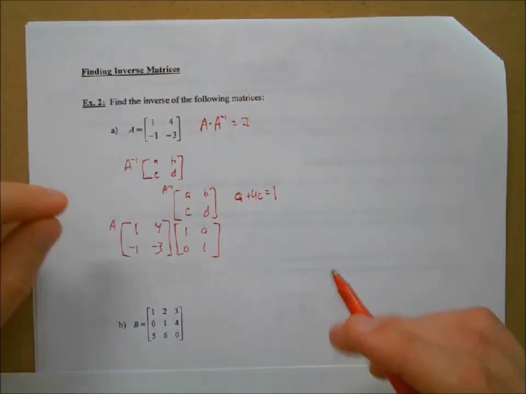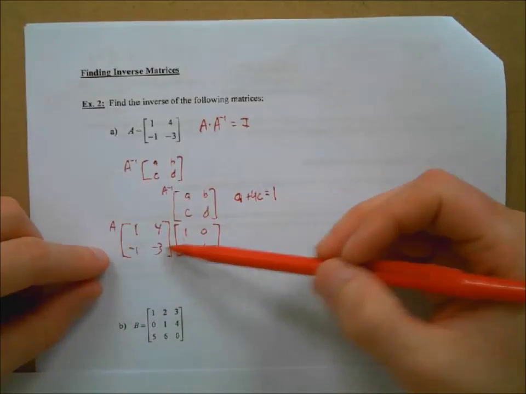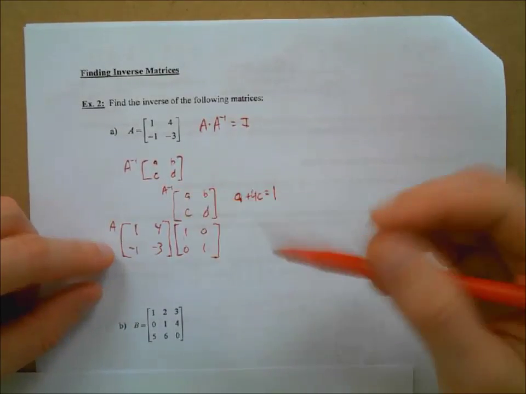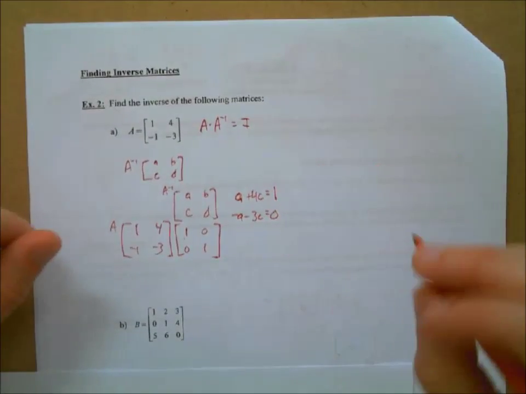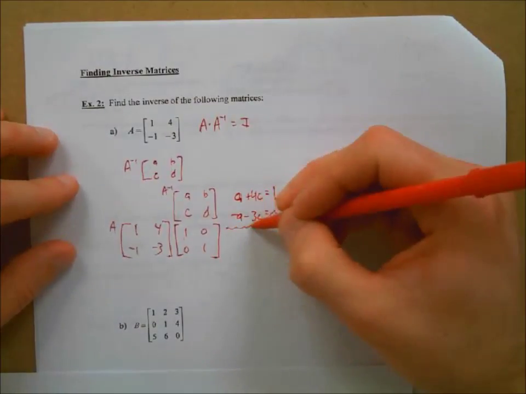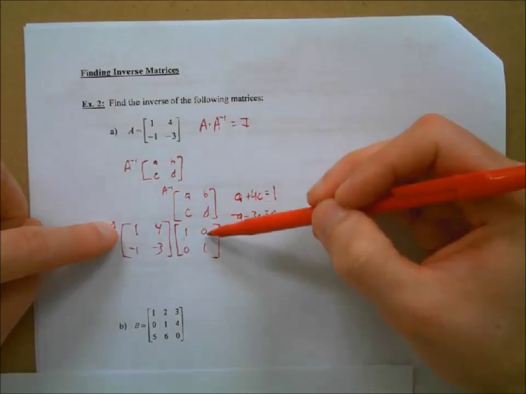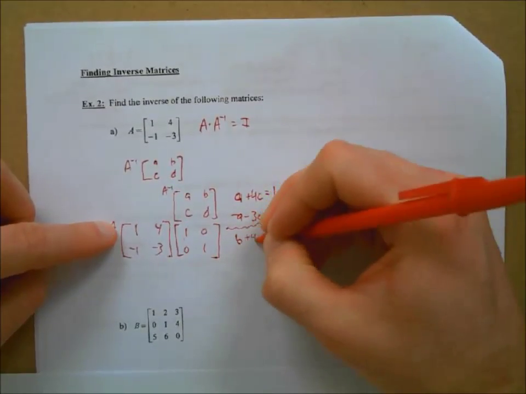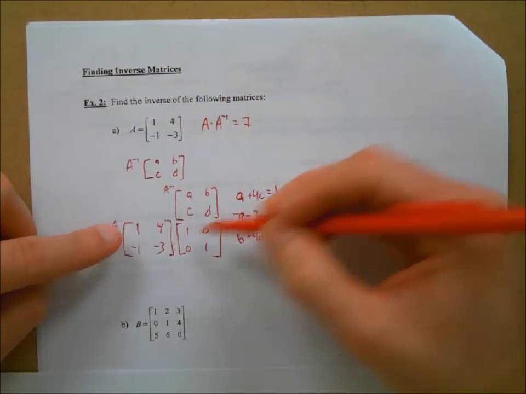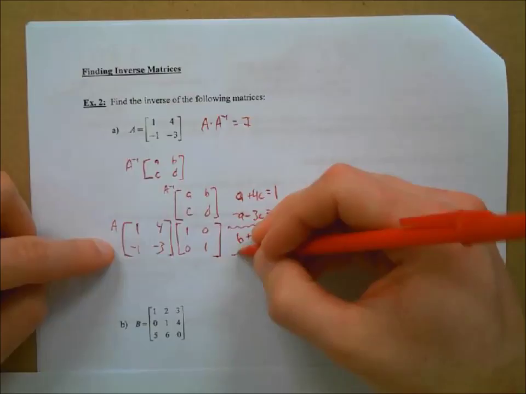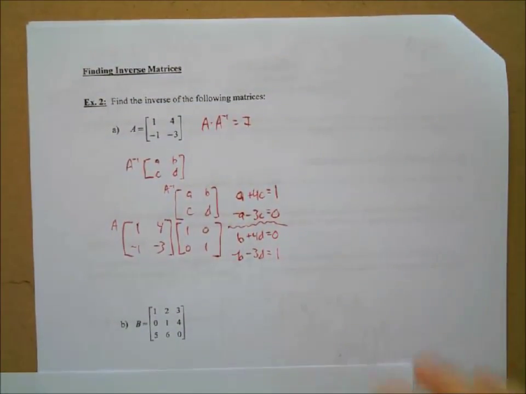And then we'll do -1 times, we'll do row 2 here, and then again times that AC. So -A minus 3C equals 0. So there's a system right there, right? And then we'll do the same thing with B and D. We'll do the 1 and the 4 with the B and the D. That's going to be 0. So it's going to be 1B plus 4D equals 0. And then it'll be -1, -3, and then the BD there. So it'll be -B minus 3D equals 1. Okay?